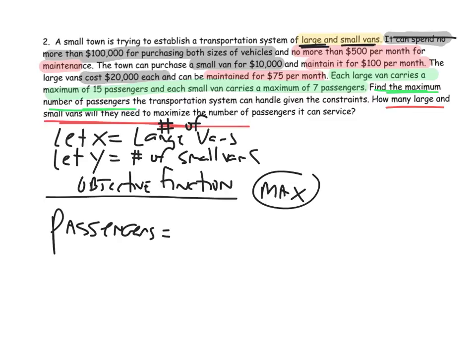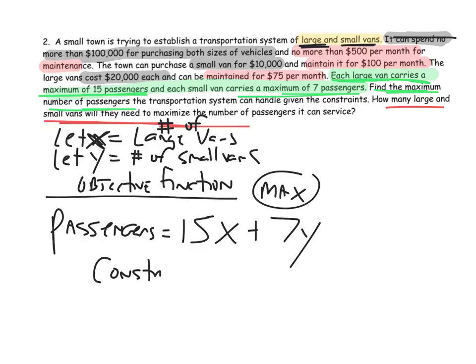Now the objective function deals with the number of passengers, and that's what I have going on here in green. Each large van carries a maximum of 15 passengers, so I'll take 15 and multiply that by x, the number of large vans. And then each small van carries a maximum of 7 passengers, so I'll add 7y. So here's my objective function that I'm trying to maximize.